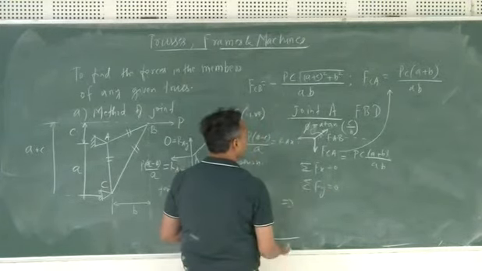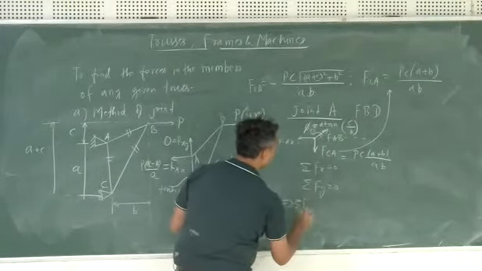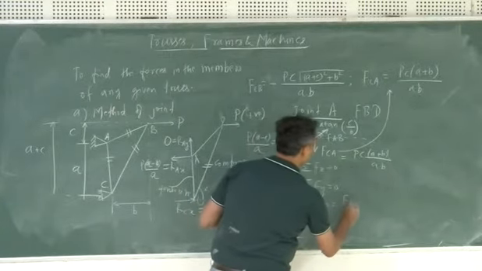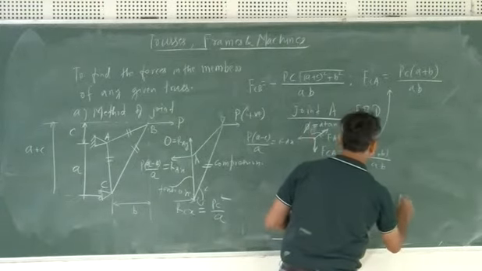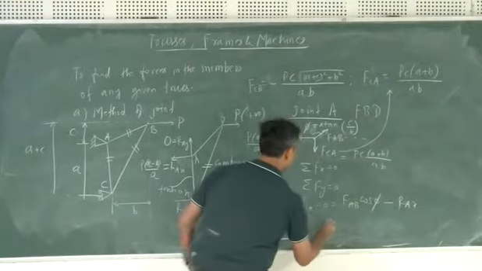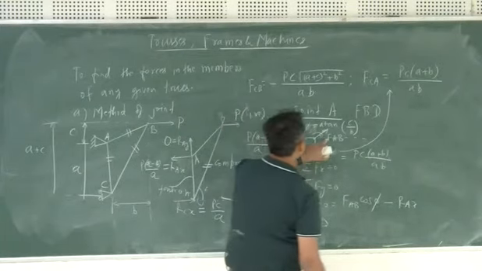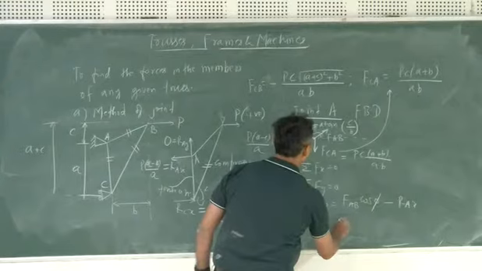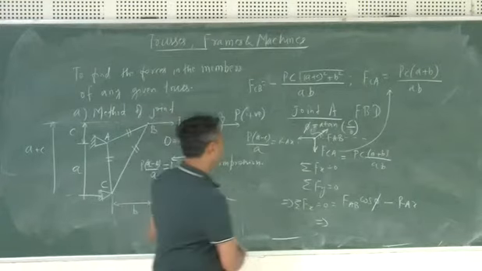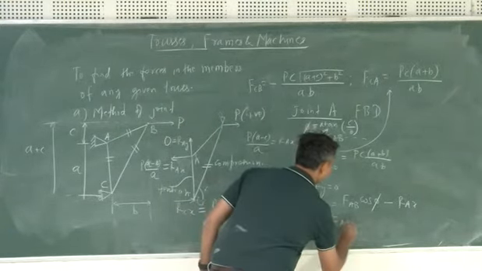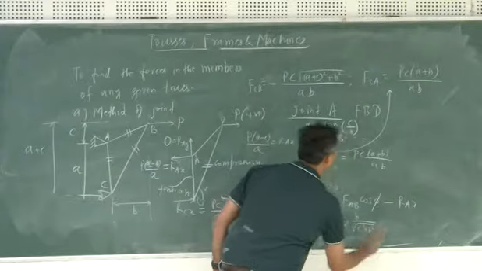Summation of Fx equals 0, which is nothing but FAB cos phi plus RAX. This will give you FAB, which is not known, and cos phi will be B divided by the square root of A square plus B square, okay?